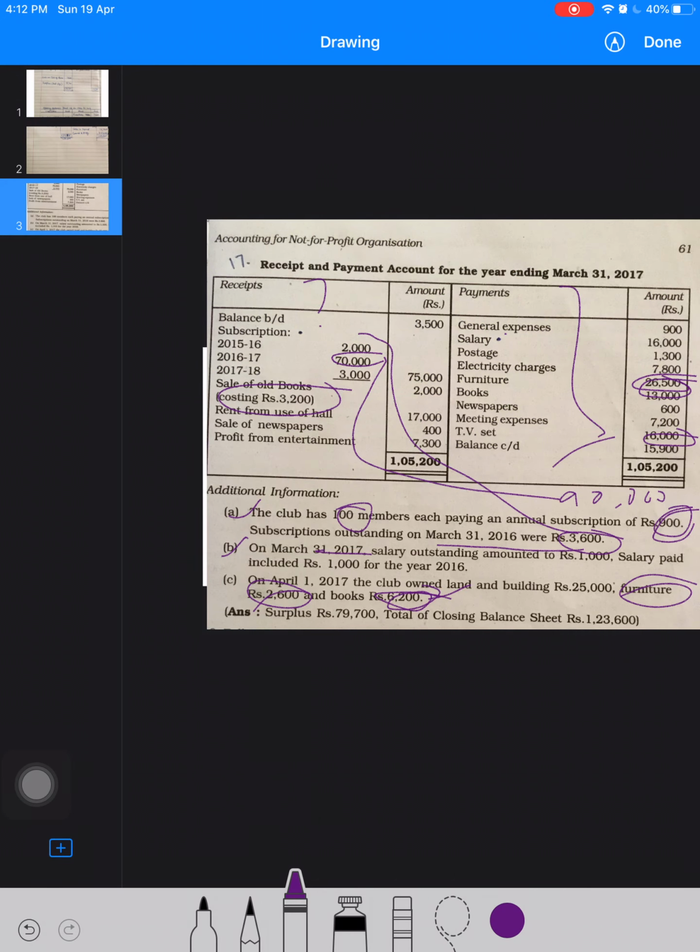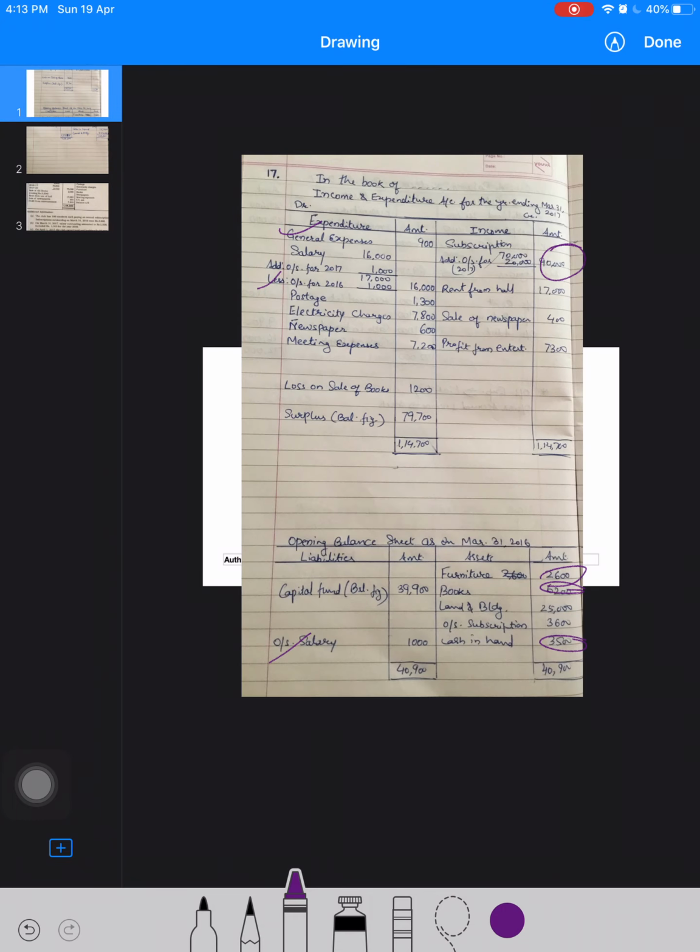Now next, if you see here, this 3600 is an outstanding for last year. Immediately post the entries, so you will not forget. It is an entry for last year. Outstanding subscription, so outstanding income. Subscription is our income, so it's our asset. So 3600 is last year's outstanding, so it will go in last year's balance sheet. Outstanding subscription 3600 goes in last year's balance sheet.